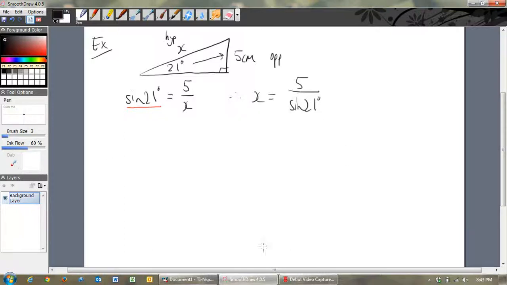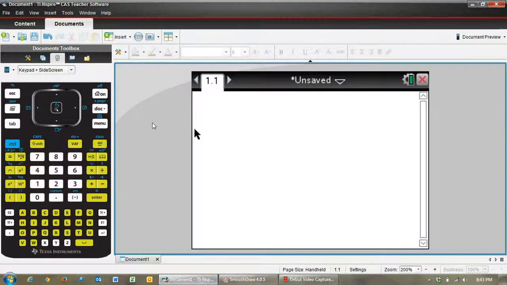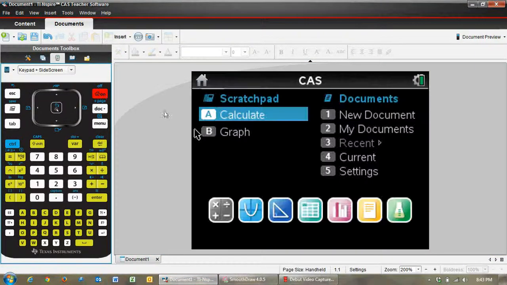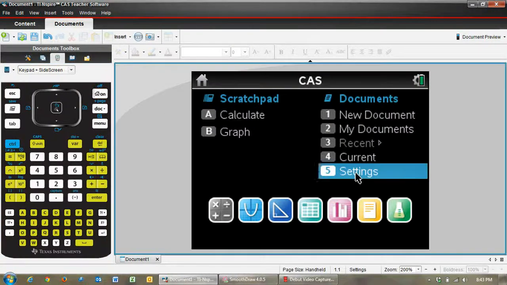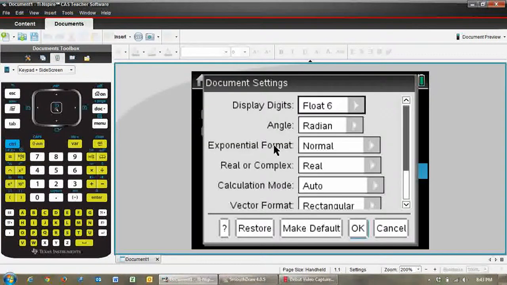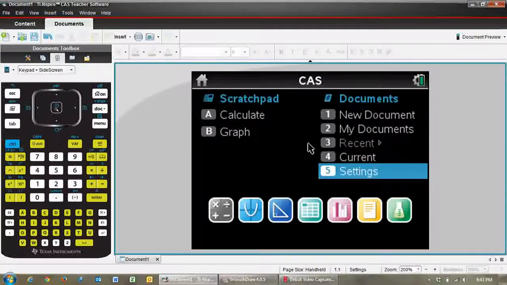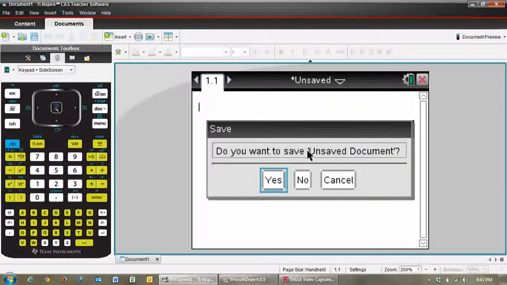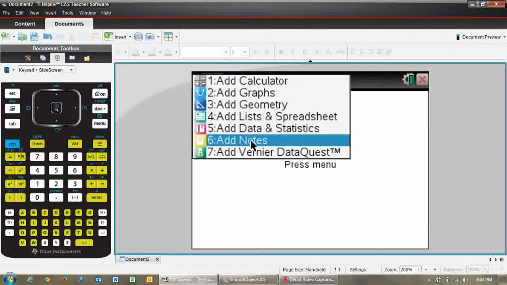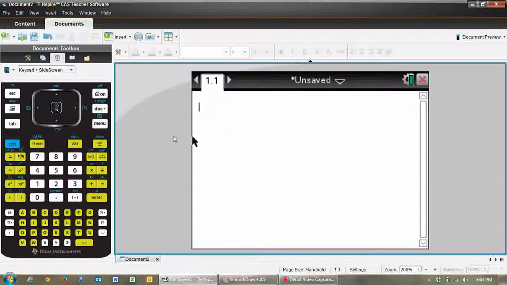Okay, so at this point you go to your calculator and make sure that it's set to degrees, so I'll just change mine. Mine will be in radians, but I'll change my document settings so the angle is degrees. Okay, there we go, and then go back into your calculator. I'll do a new document just in case it didn't save, just to make sure.